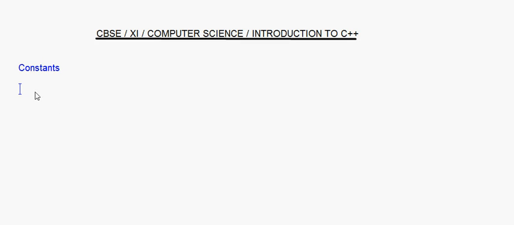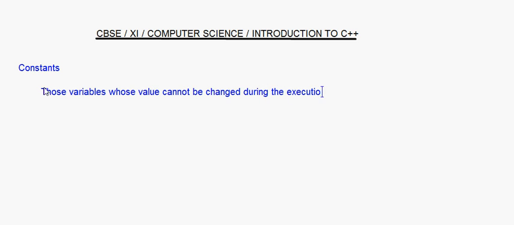Now, constant variables are those variables whose value does not change during the execution of a program. Right? So those variables whose value does not change, or whose value cannot be changed, during the execution of the program are called constant variables.